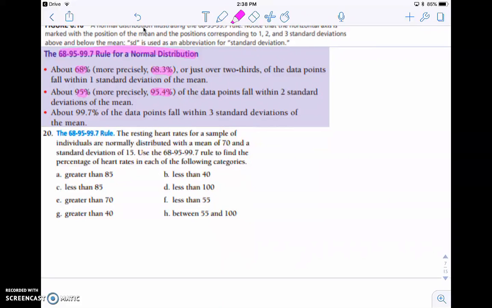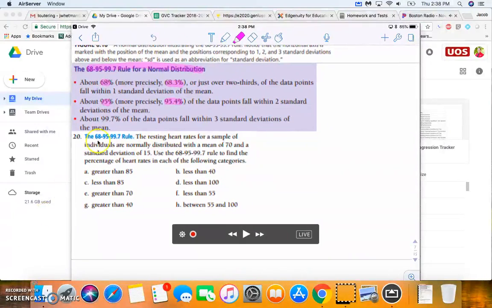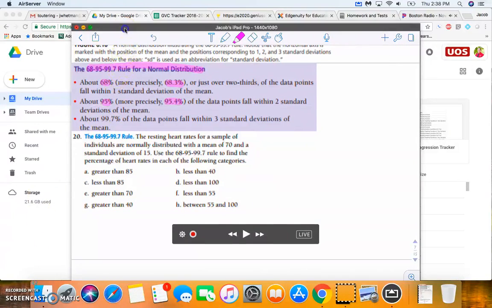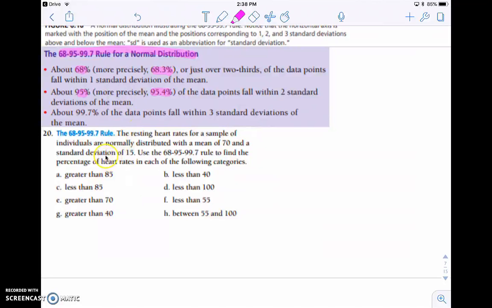So we're going to look at this example number 20. Let me check my time. I'm going to run out of time here, but in this next video we're going to check out number 20 and look at resting heart rates that are normally distributed with 70 as a mean and 15 units for standard deviation, and we're going to try and find out the percentages that fall in these categories. So that'll be in part 2.